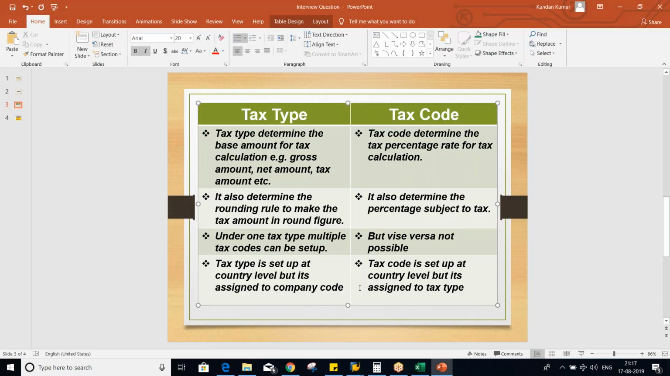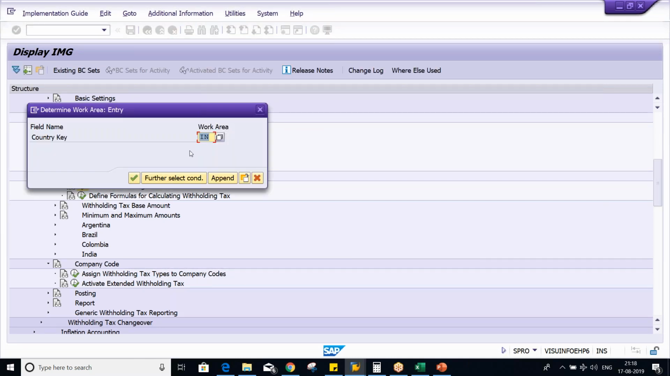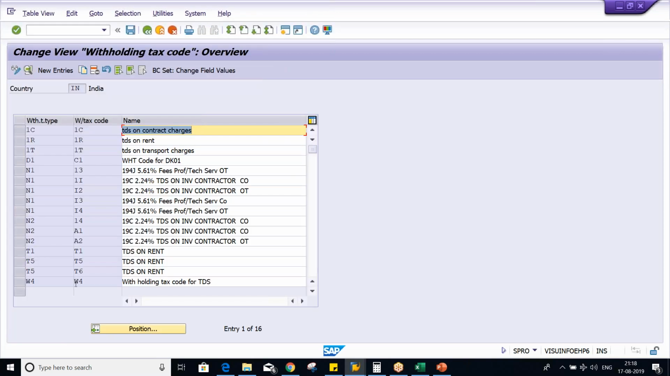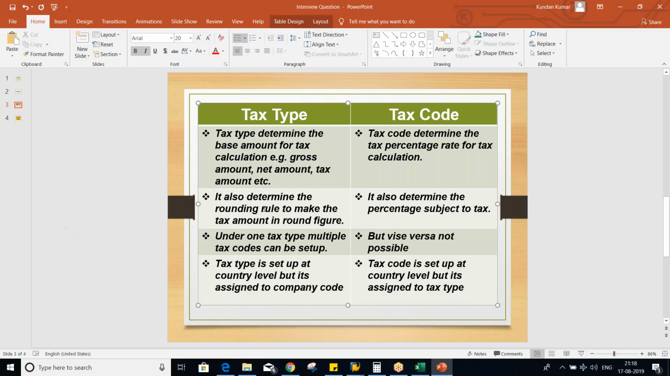Whereas, look here, the tax code is also set up at country level itself. If you set up a new tax code, the system is also going to ask for the country code. But whenever you set up the tax code, it is always set up against a particular tax type. So the tax type is set up at country level, but it is assigned to the company code, whereas the tax code is also set up at country level, but it is assigned to the tax type.